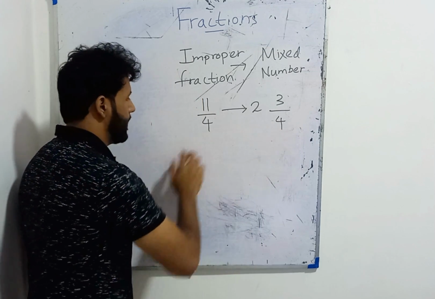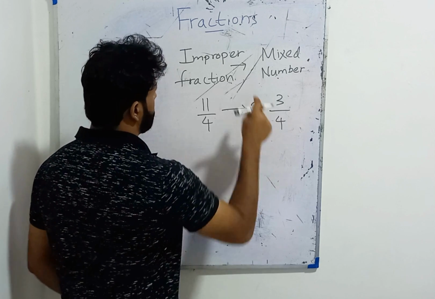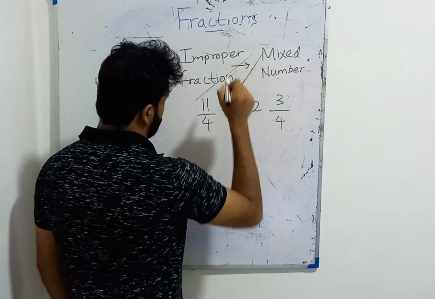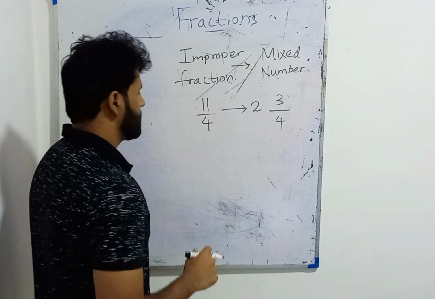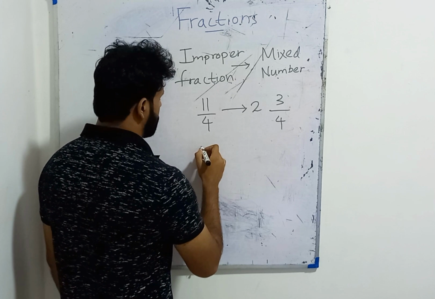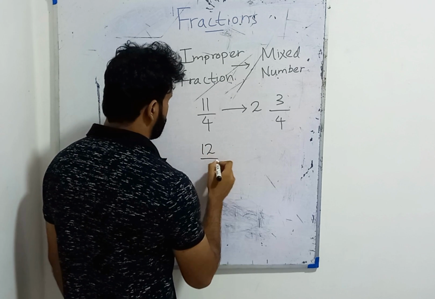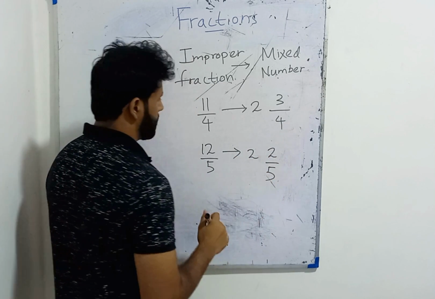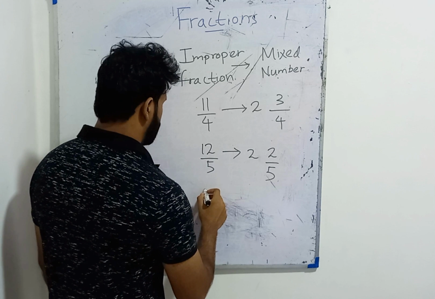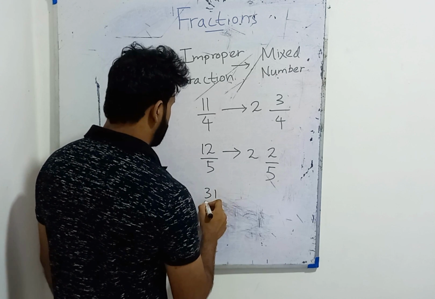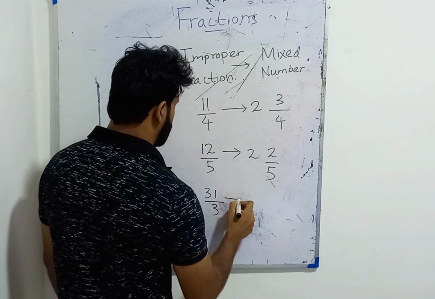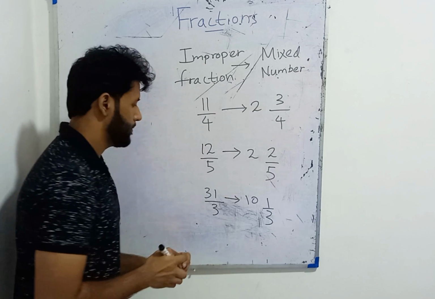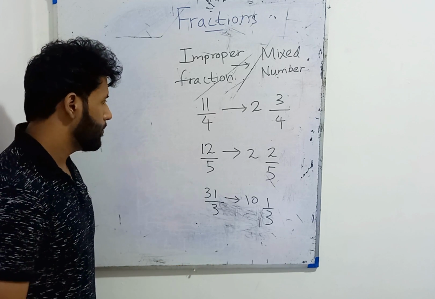How to convert it back? Okay, so let's take reversible arrows. Then let's take 12 over 5, which is 2 and 2 over 5. Then let's take 31 over 3, which is 10 and 1 over 3. I hope you can understand.